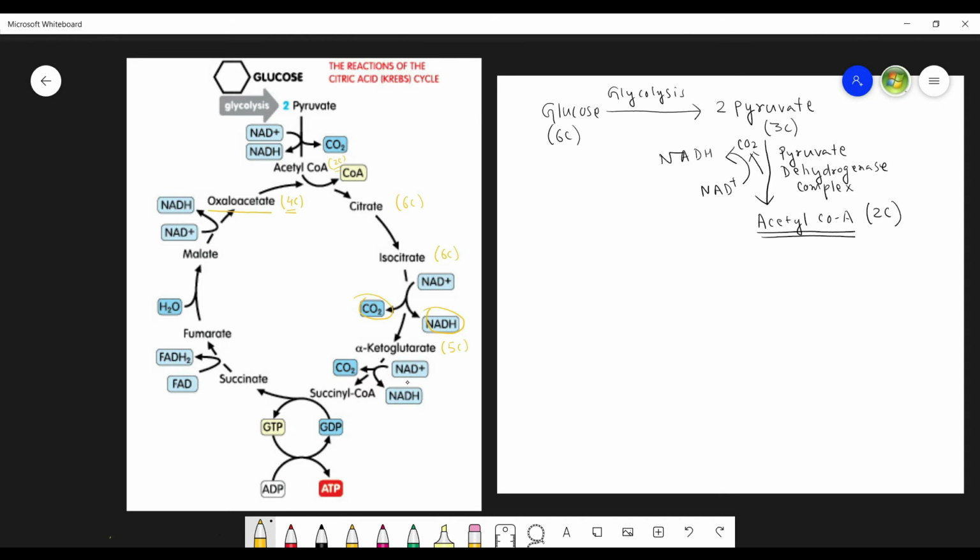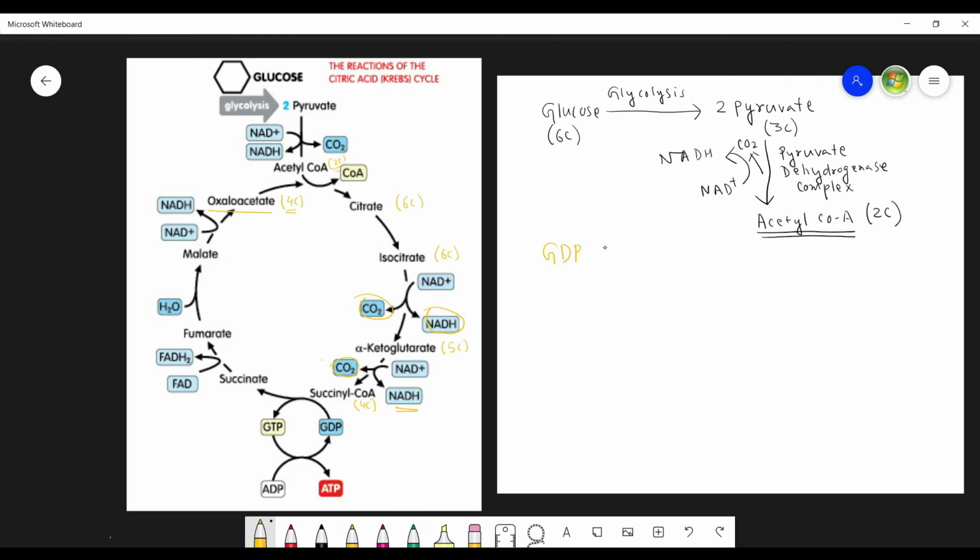When this conversion is taking place, once again 1 molecule of NAD plus is giving rise to 1 molecule of NADH, and at the same time 1 molecule of carbon dioxide is removed. So once again there is a loss of carbon. As a result, from 5 carbon to 4 carbon, succinyl coenzyme A is produced. Now, from succinyl coenzyme A, succinate is produced. When this conversion is taking place, GDP is forming GTP.